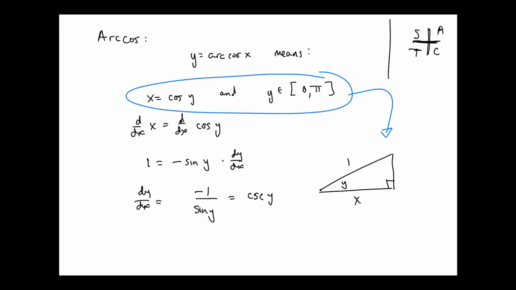All right, now I need to know something about sine of y, or cosecant. Well, sine involves the opposite side. Do I know what the opposite side is? Not yet, but can I get it? Because of our buddy Pythagoras. So what's him? Square root of 1 minus x squared.